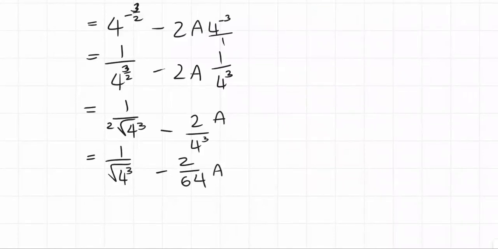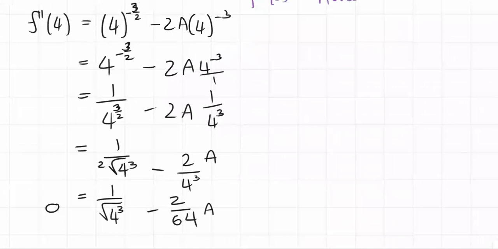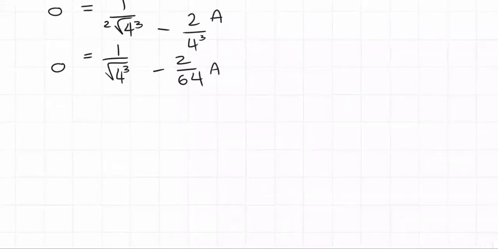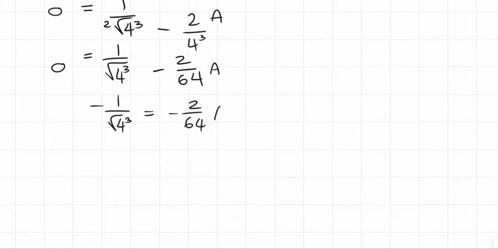And this was all equal to 0 because we had f of 4 equal to 0. So f of 4 was equal to 0. Right. So now we need A. We need to solve for A. Let's take this 1 over the square root of 4 to the power of 3 to the other side, minusing it on both sides. And that will equal minus 2 over 64, A. And then we divide both sides by negative 2 over 64.